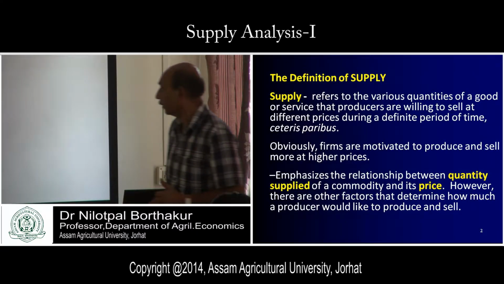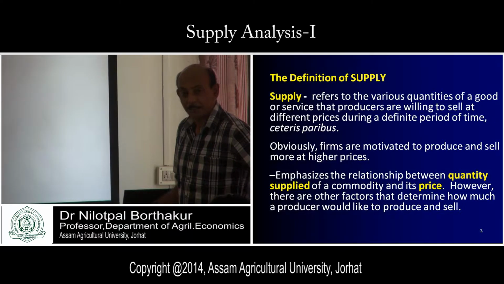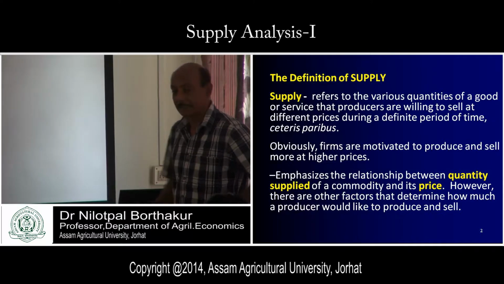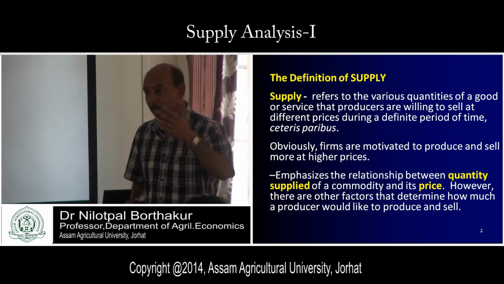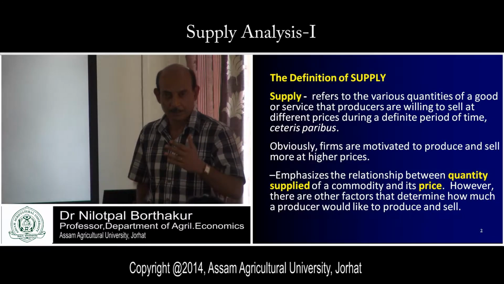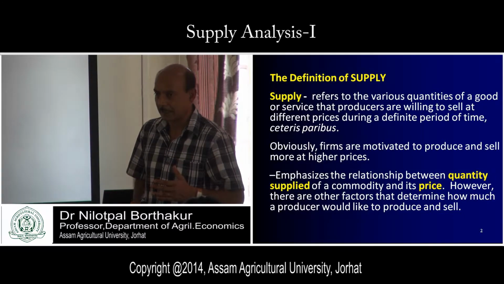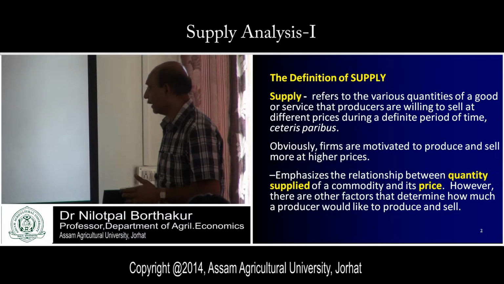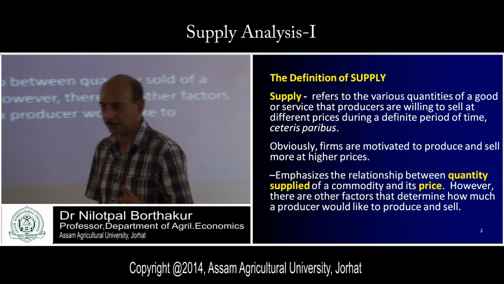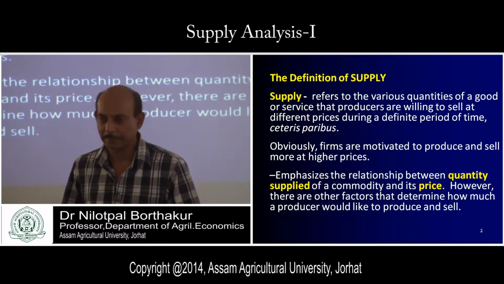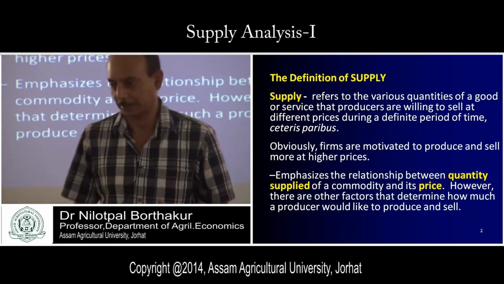Now, this particular supply, it emphasizes the relationship between quantity offered for sale and the price. Quantity offered for sale in the market and also the price. Now, in the process, we consider other factors that can affect supply as constant.